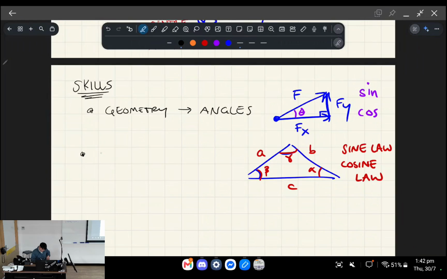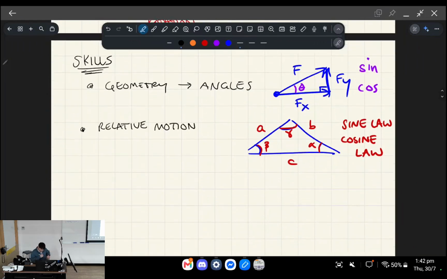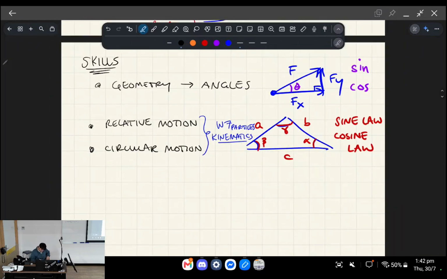The second thing is relative motion, and kind of that introduction from particles, right? And the other one is understanding circular motion. Okay, so these were both introduced from our week 7 kinematics topic, particle kinematics. So it's going to be an extension of that, right? That's another thing.